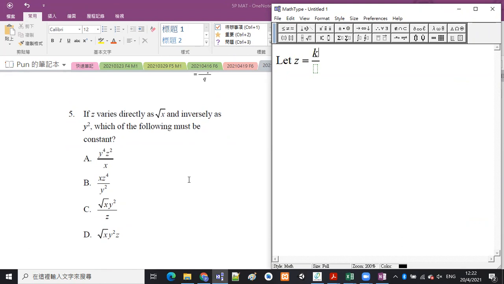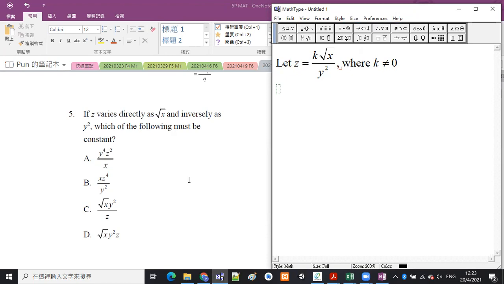And what is in the direct variation will be put on the top of the fraction, and it should be square root x. Okay? And what is in the inverse variation will be put in the bottom of the fraction, and that should be over y squared. Can you get this expression correct? So we will write where k is not equal to 0.